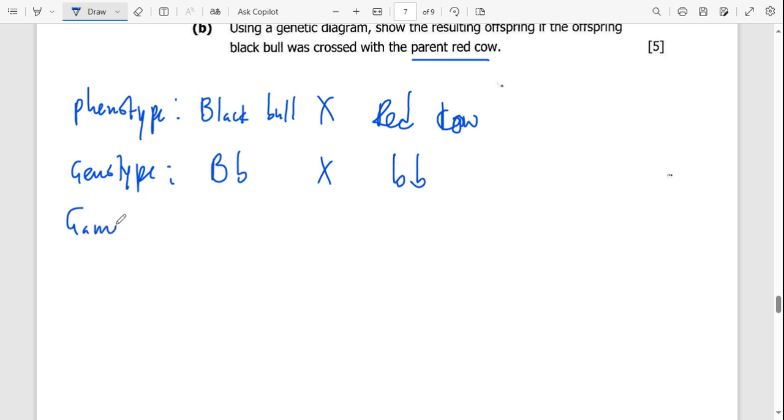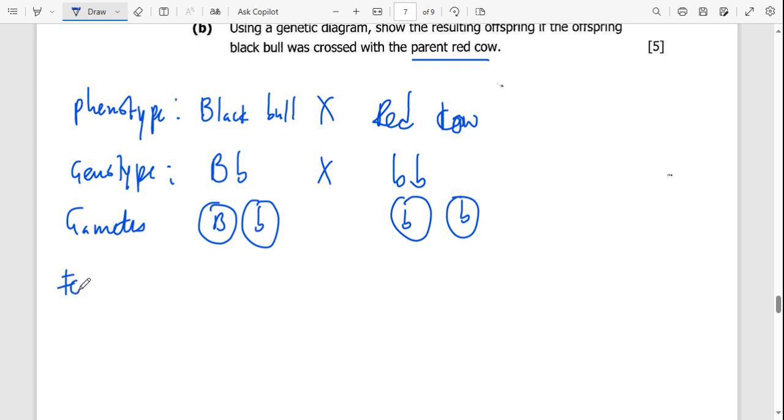And then now the gamete: capital B, secoid, small b, secoid. Don't put a times here. Small b, secoid, small b, secoid. Then you are going to have fertilization.